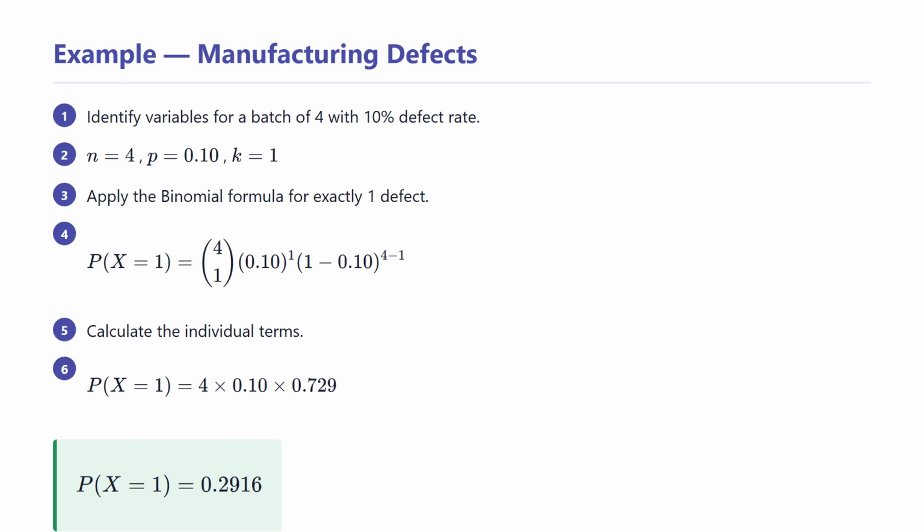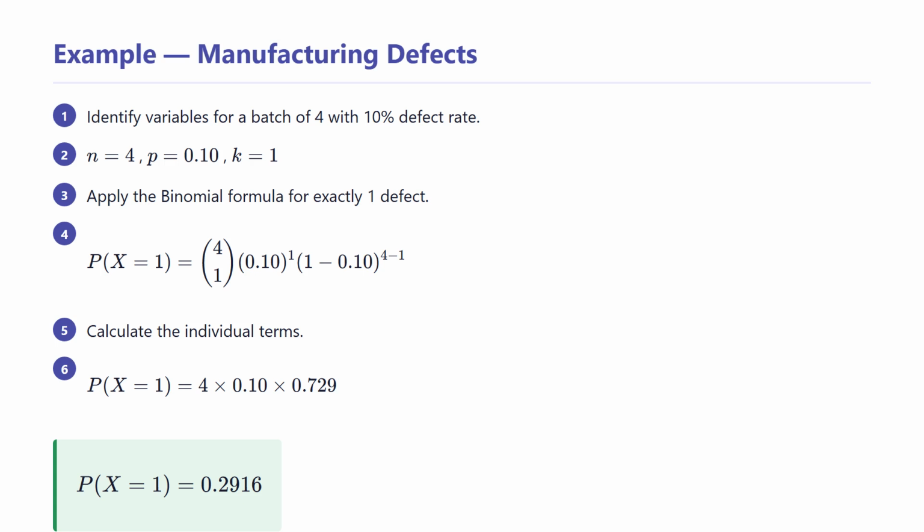Let us reinforce this with a more applied, real-world example. A factory produces components with a historical 10% defect rate. An inspector selects a random batch of 4 components. What is the probability of finding exactly one defective part? We treat each component as an independent trial, so n equals 4. A success here is finding a defect, so p equals 0.10, and our target k is 1.